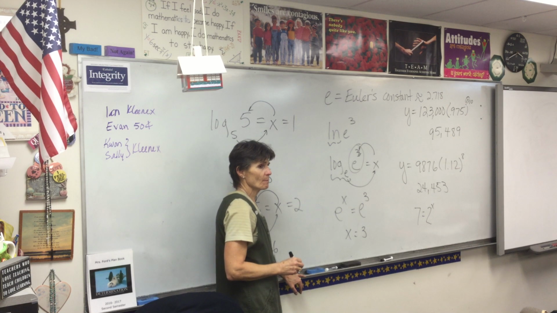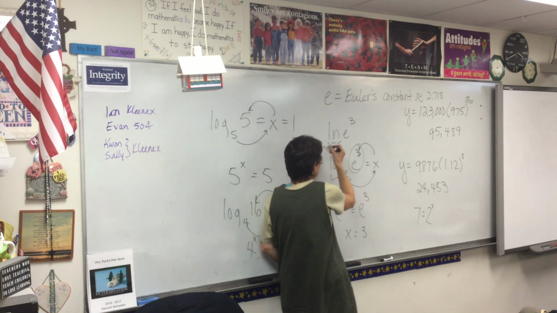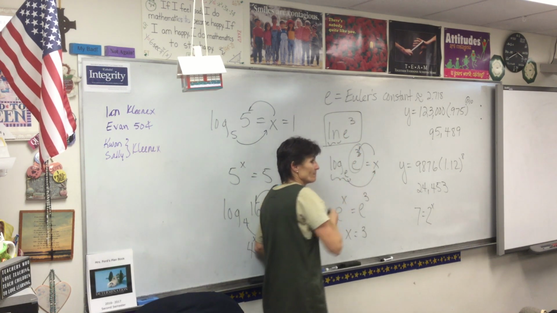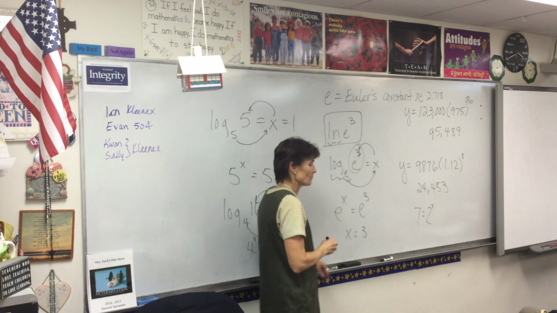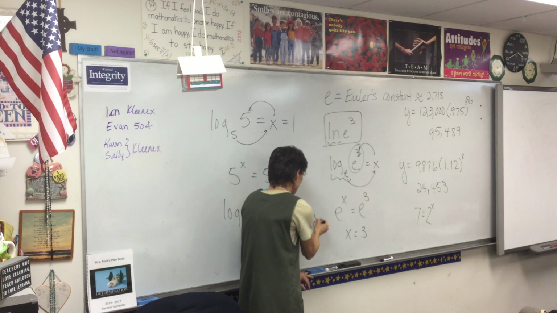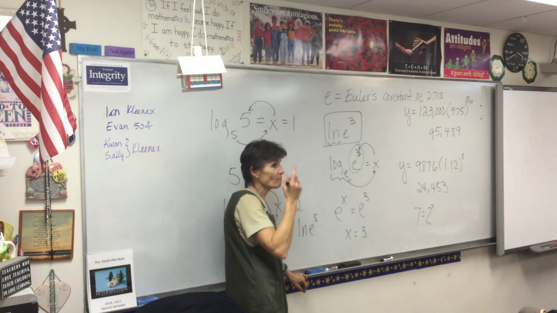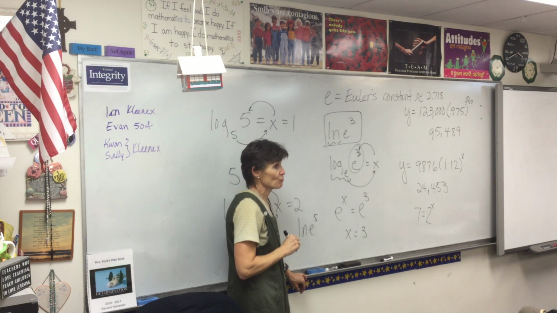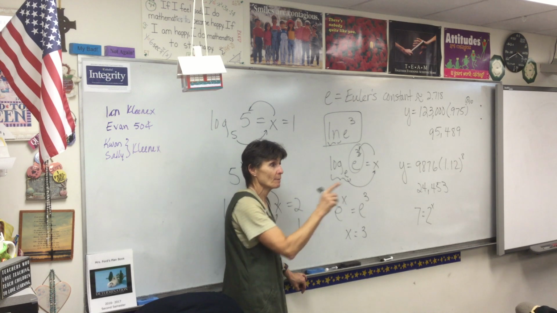I want you to notice something. Corey kind of picked up on this already. This was the original problem, right? Look what the answer turned out to be. 3. It just equaled 3. I wonder what ln e to the 5th would equal. 5. If you can remember that, you can save yourself some time. That's true all the time. ln e to a power is just the power.